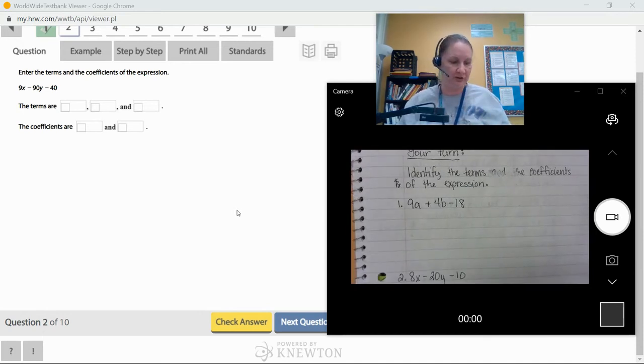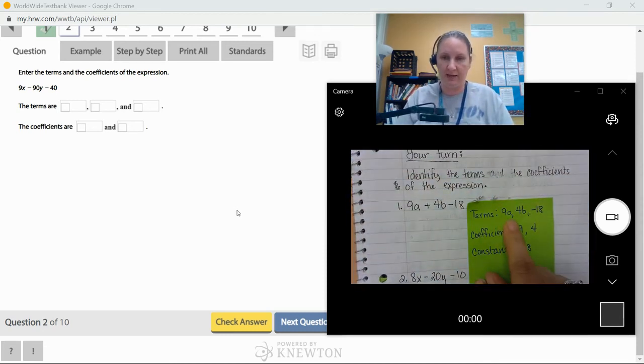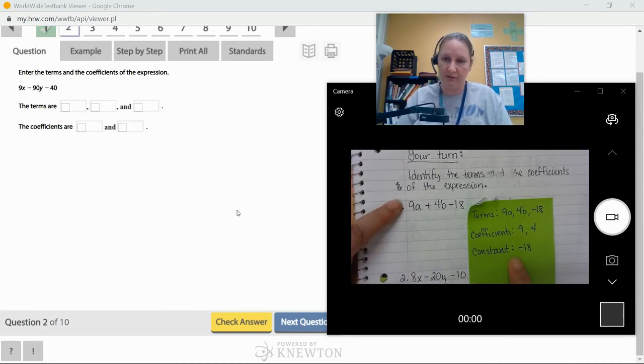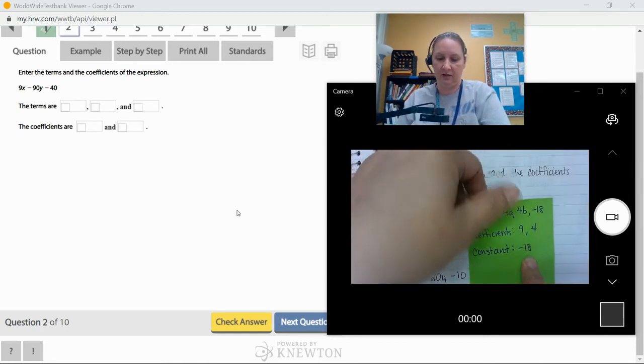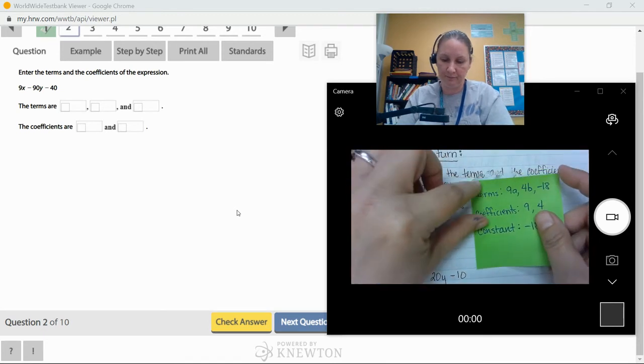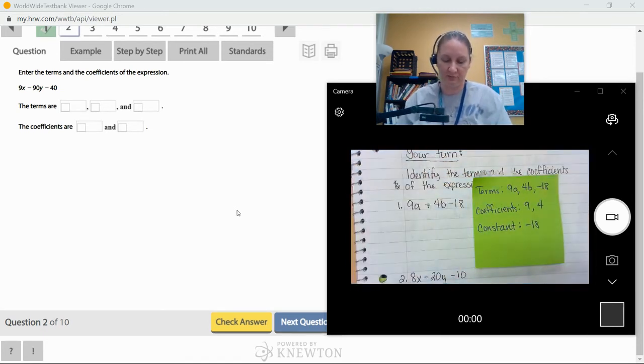For the first question, your terms would be 9a, 4b, and negative 18. Your coefficients are 9 and 4. And this was not asked, but I wanted to point out that the negative 18 is the constant. So it's not one of the coefficients, but it does have its own special name.